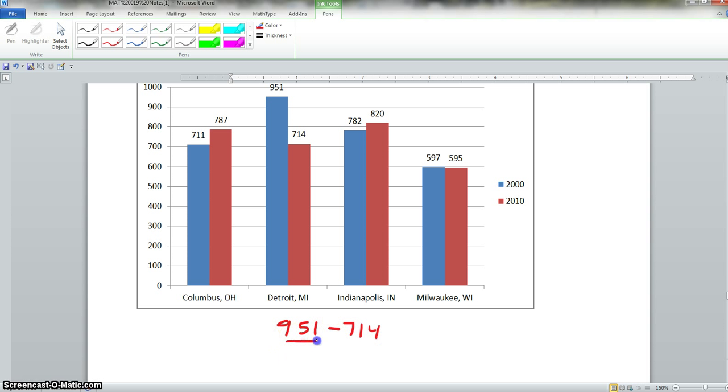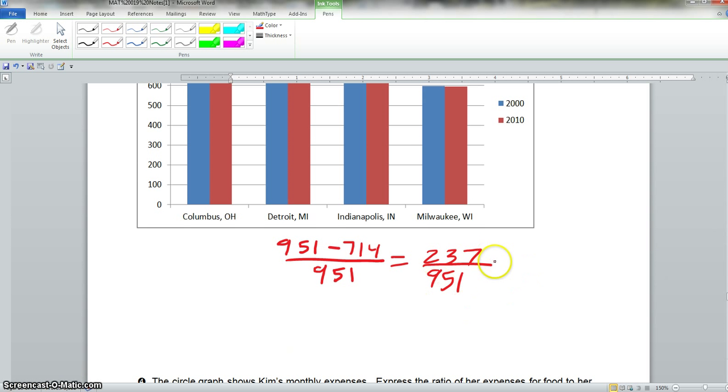You're supposed to subtract these values and divide by the original amount. Now this is the percent of decrease. So we will have 951 minus 714, and that will give us 237 all over 951. If we round our answer to the nearest percent, our final answer would be approximately 25%.